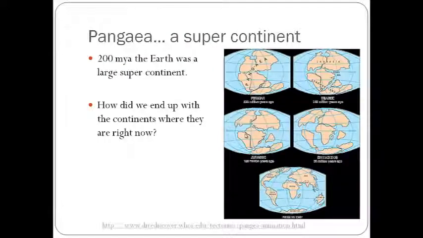Pangaea. Pangaea was a supercontinent. At one time, 200 million years ago, the Earth was one large supercontinent. But how did we end up with the continents where they are today?